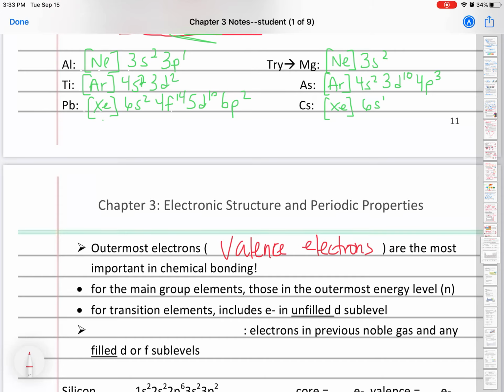So what are valence electrons? They're the outermost electrons. And for main group elements, the outermost electrons are the ones in the outermost energy level, the ones that have the highest n number.